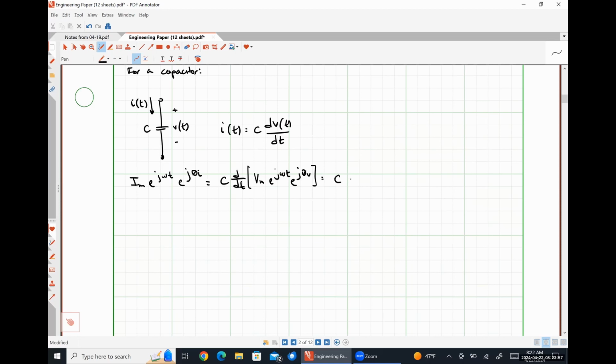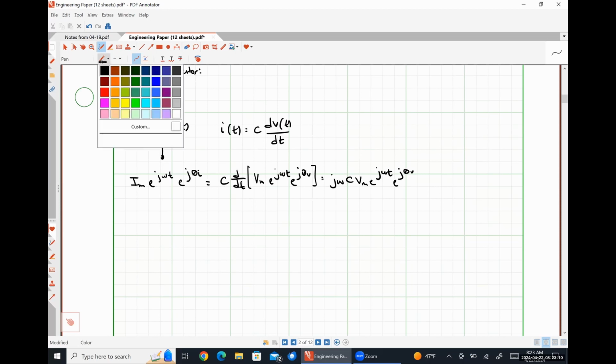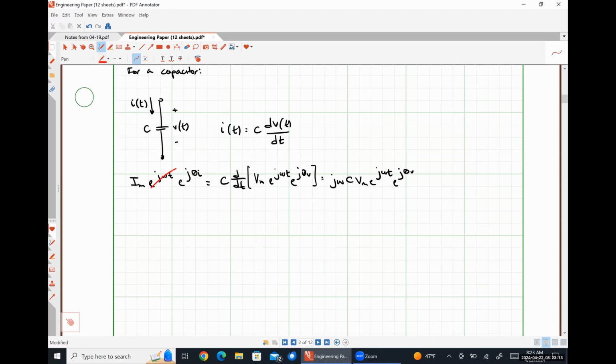And this is going to give me j omega C Vm e to the j omega t e to the j theta V, where this guy and this guy cancel each other out. Once again, I can move that j from out in front into my phase angle by simply adding 90 degrees. So that's going to look like omega C Vm e to the j theta V plus 90 degrees.